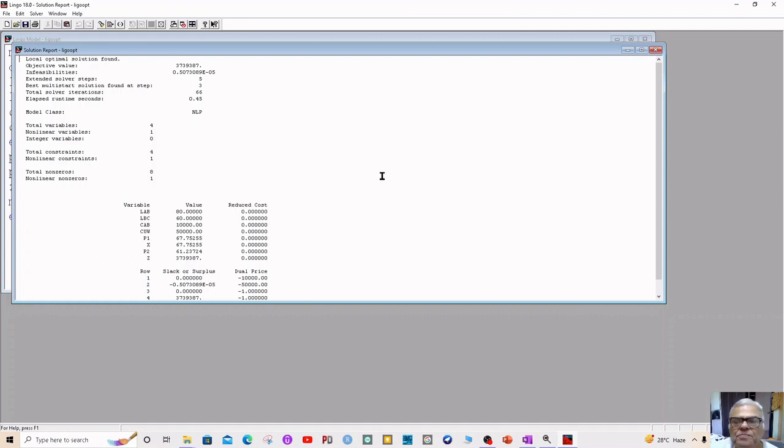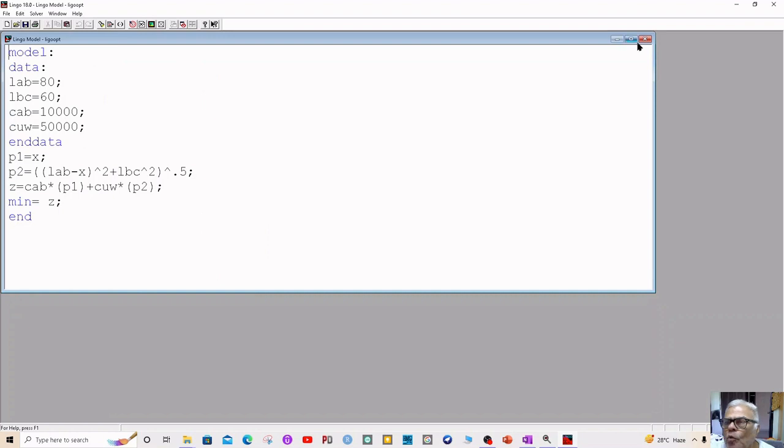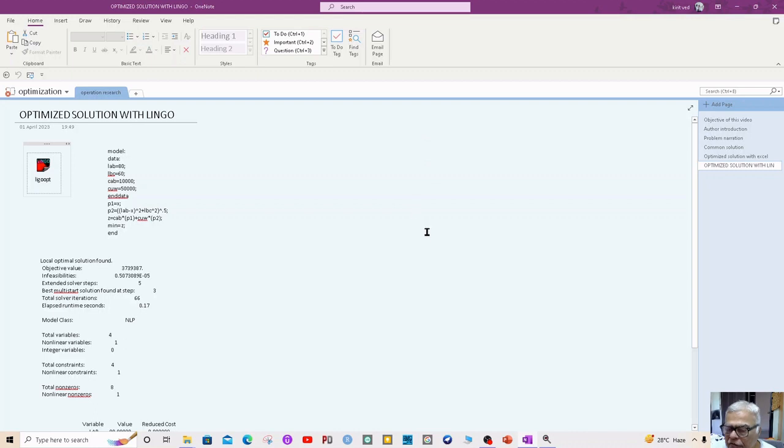Hence, this is how optimization can be used, or Lingo can be used to solve an optimization problem. I'll close the file and close the recording also.